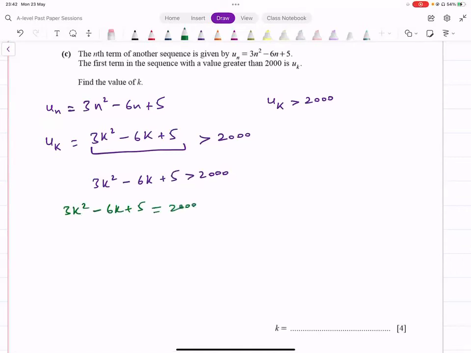equal to 2000. ये equation solve कर लें और देखें आपके पास क्या आता है. 3k² minus 6k plus 5 minus 2000, that's going to be minus 1995 equals 0. Let's see if we can factorize this. Simplify करने के लिए 1995 divided by 3. It's going to be k² minus 2k minus 665 equal to 0.